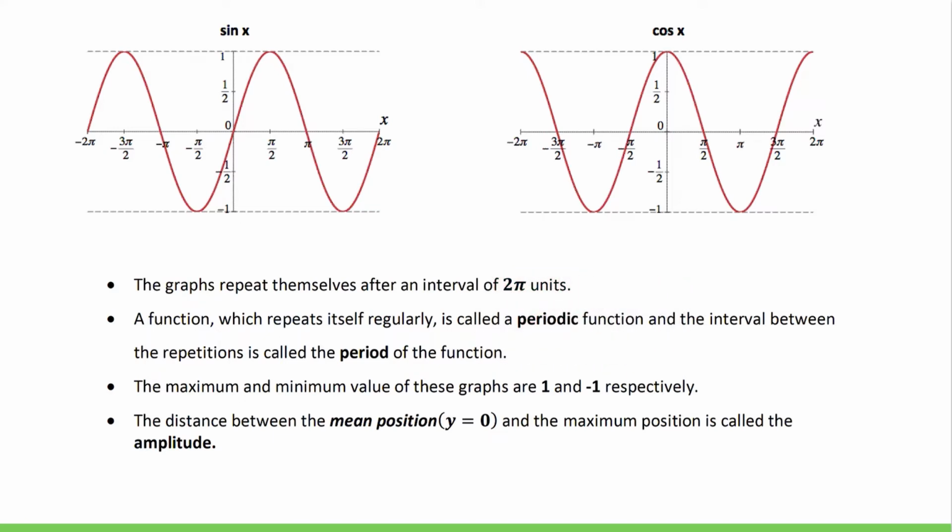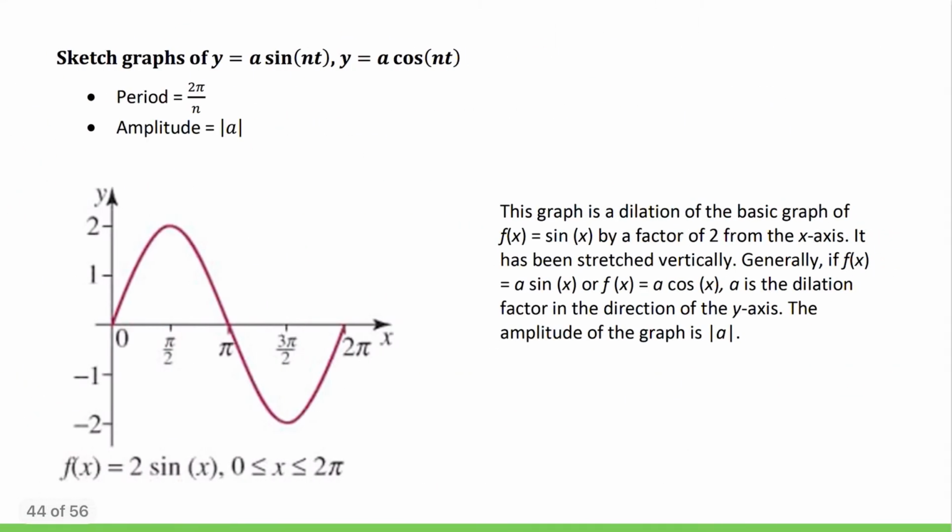We call it a periodic function, and therefore the length that it takes to repeat is called the period of the function. The maximum and the minimum values of these graphs are 1 and -1 because when you think about your unit circle, the radius is 1. And the distance between the mean position, as in the middle, to the top or the bottom, so the maximum or minimum, is what we call the amplitude. So remember, amplitude is a distance, that's why it can't ever be negative.